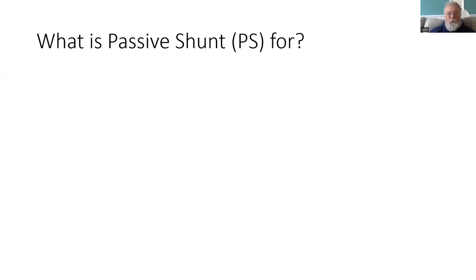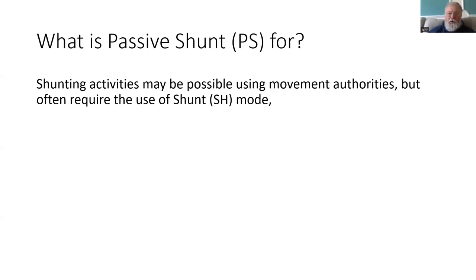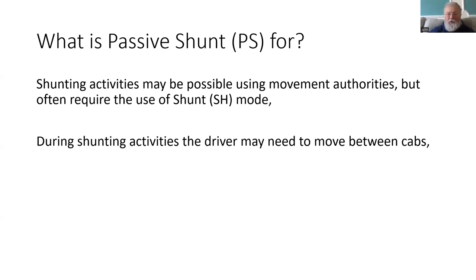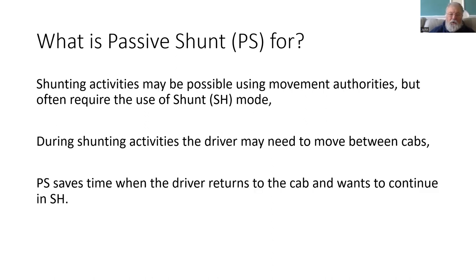So, what's passive shunt for? Shunting activities can be very varied. Sometimes they can be undertaken using a movement authority, but quite often they do require the use of shunt because we need to move backwards or propel wagons. During those activities, the driver may need to move between cabs, both in the same locomotive or in different locomotives. Passive shunt is around what happens when the driver moves from one cab to another, previously having been in shunt. The whole concept is to save time. If a driver leaves one cab to go and do some shunting from the other cab, but then is coming back to the first cab and wants to continue in SH shunt, then the PS can be an option.